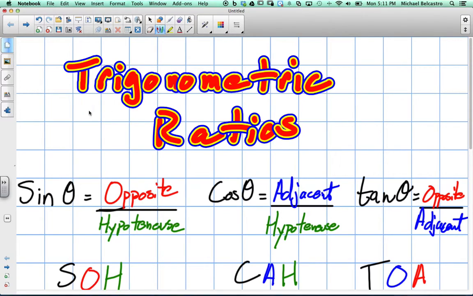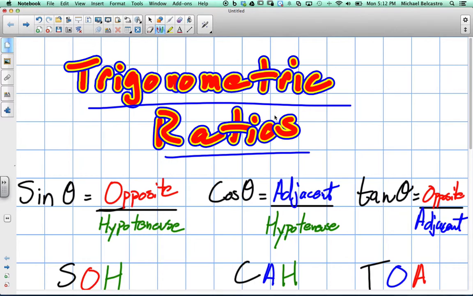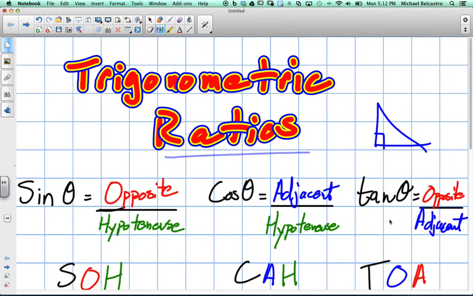Okay, we're going to look at trigonometric ratios. Sometimes they're called primary trig ratios. They have lots of different names. And these ratios are set up to help us solve right angle triangles. So the triangles, when we use these, must be right angle.